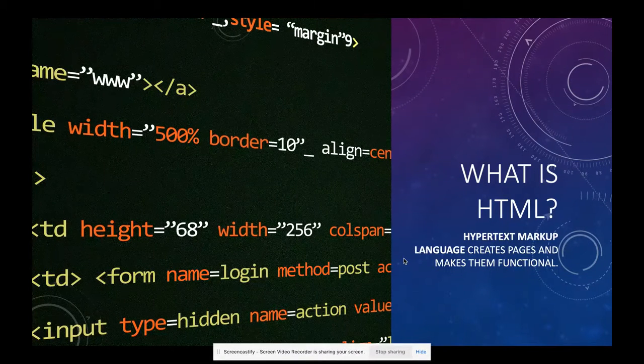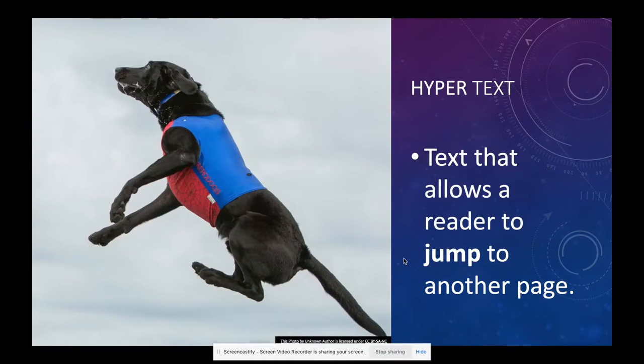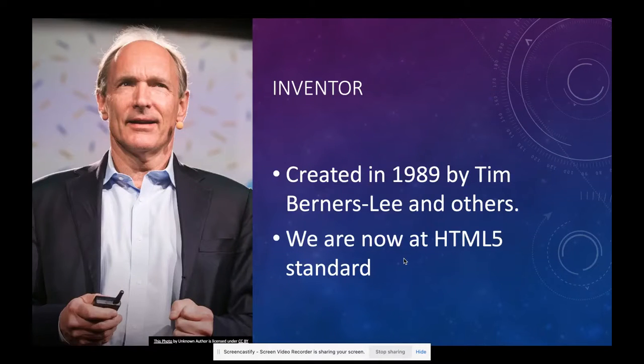But don't let it confuse you. It's actually one of the simplest languages out there because just about anybody can use it with just a little bit of knowledge. So think of hypertext as that hyper puppy that you once knew, or the hyper kitty cat that jumped around. And so hypertext is text that allows a reader to jump to another page. It's hyper, just like that puppy. It was invented in 1989 by Tim Berners-Lee and some others, and at the recording of this video we are at the HTML5 standard. So that's what we'll be using.